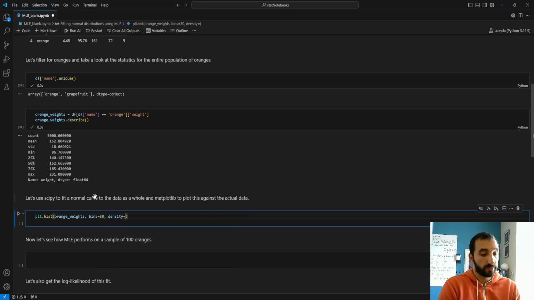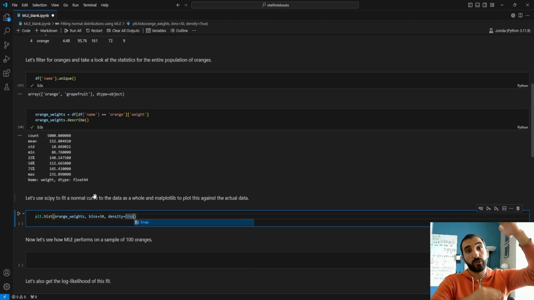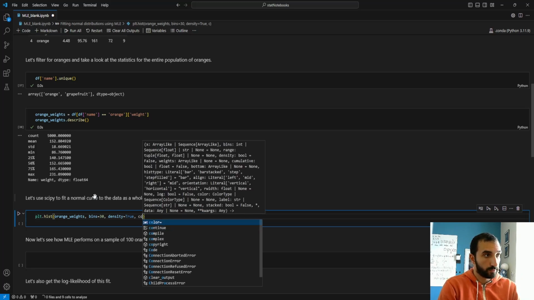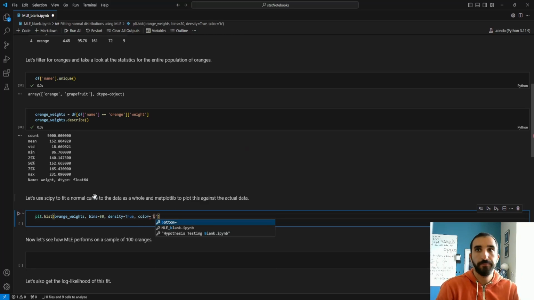This next parameter is important. I'm setting density to be equal to true. And what that does is it's going to scale your histogram so that it's a probability density function. And this is going to be very useful for when we compare it to the fitted probability density function. And we'll go ahead and set the color to be blue.